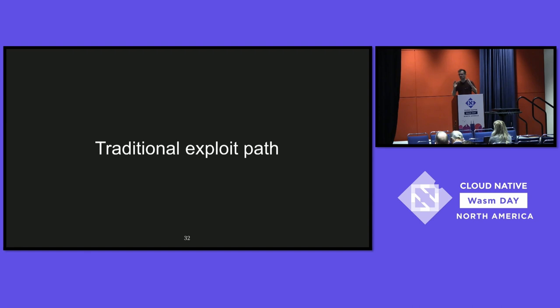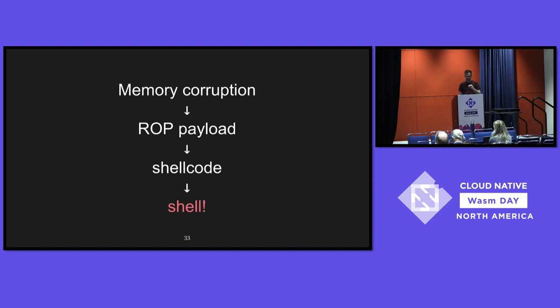So let's take a look at what a traditional exploit path is against a non-WASM program as a point of comparison. So we've got some form of memory corruption, corrupt the heap or the stack, and be able to hijack control flow. And you reuse little bits and pieces of the existing executable image to add in some new code, and then jump to that code.